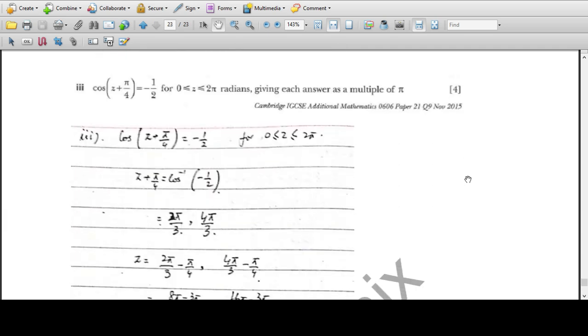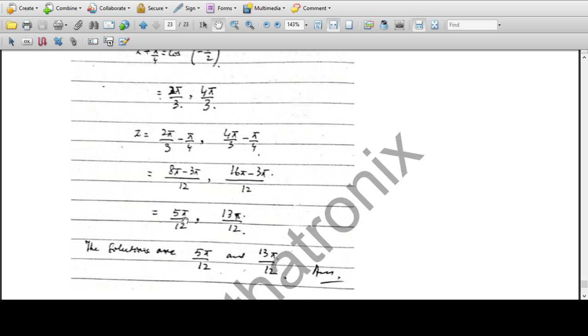So in part 3, cos of z plus pi by 4 is equal to minus half for 0 to 2 pi. So we have to plot it for this range. So z plus pi by 4 is cos inverse of minus 1 upon 2. So we know that cos is negative in the second and third quadrant for 0 to 2 pi. So z is equal to, we will subtract this part from here. So z is obtained as 5 pi by 12 and 13 pi by 12. Simple calculations, and we have these two solutions.